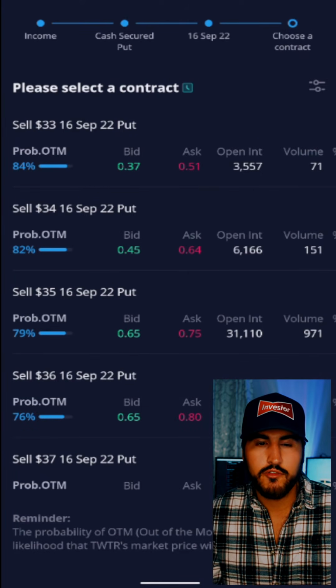If you take a look at the $34 strike, you can see the probability OTM, the probability of this being out of the money, at 82%. So we're going to click on that.